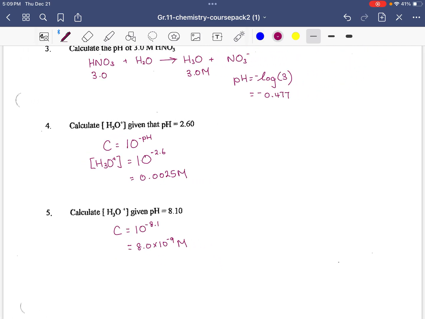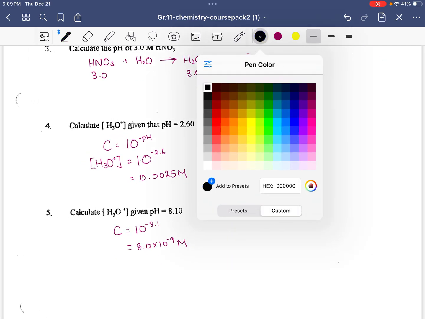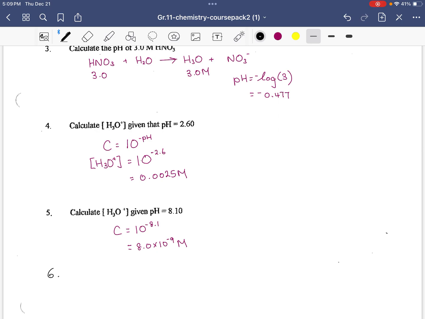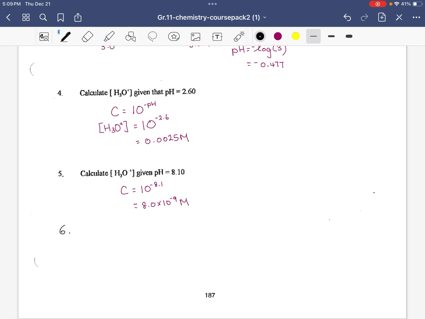So there should be another question here. Let me just add one more question. Question 6. Okay, this is a bonus, man. It's a bonus. So calculate the pH of barium hydroxide. Now, this changes the game just a little bit. So think about barium hydroxide. Upon being in water, upon dissociation, you get Ba2+ and OH-.